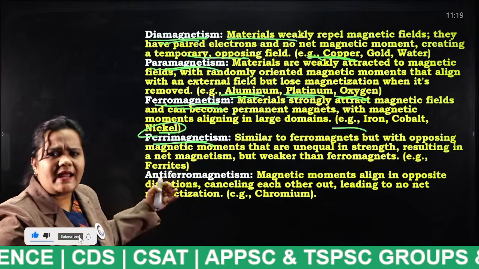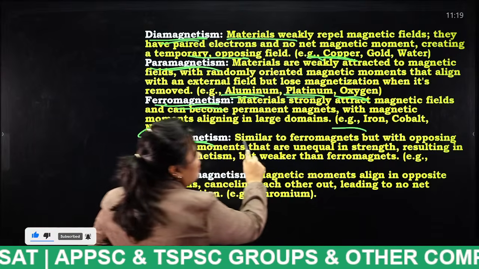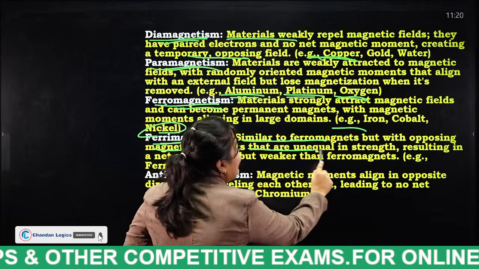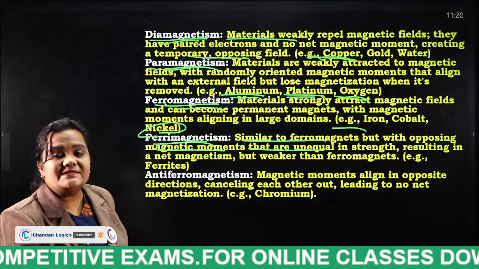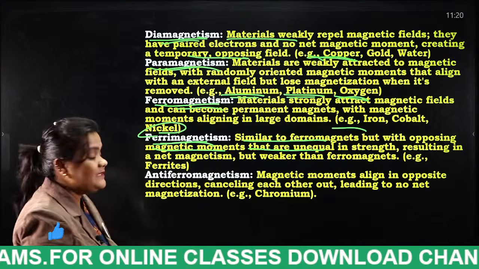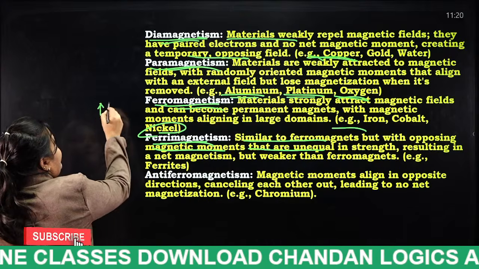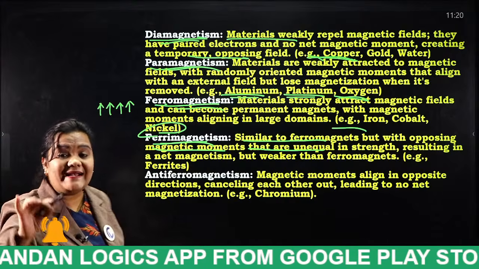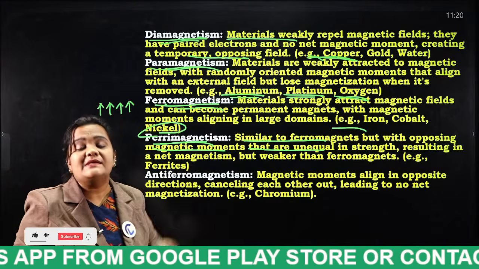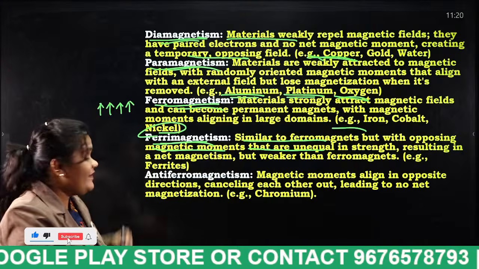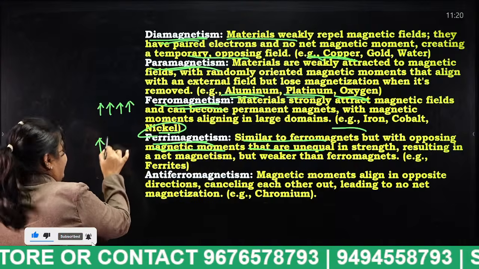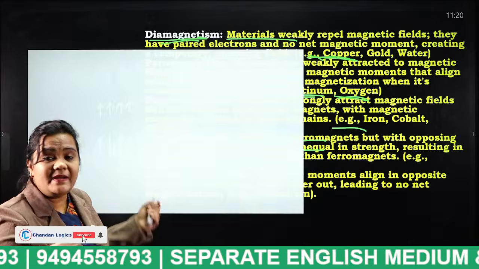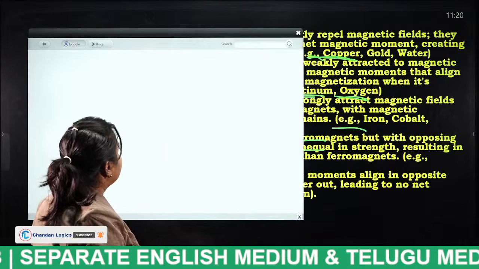So what is that? We will see now. Similar to ferromagnetic, but with opposing magnetic moments that are unequal in strength. So what is this, students? Actually, in ferromagnetism, the magnetic moment will be in the same direction. Okay, in ferromagnetism, the magnetic moment of the magnet will be in the same direction. When it comes to ferrimagnetism, the direction will be opposite. The magnetic moment direction will be opposite. Okay.